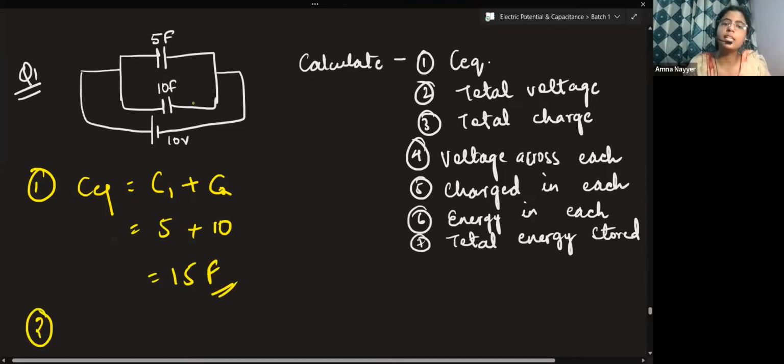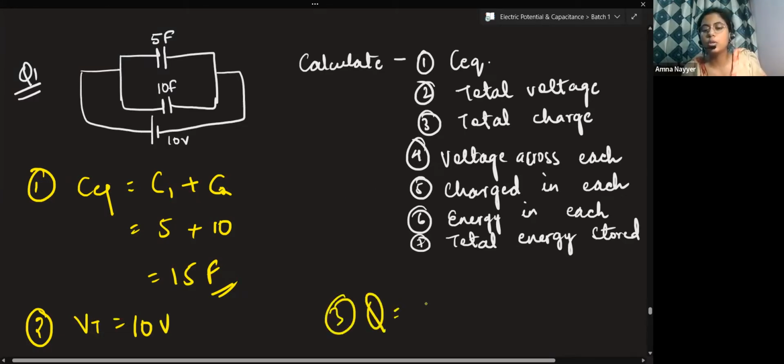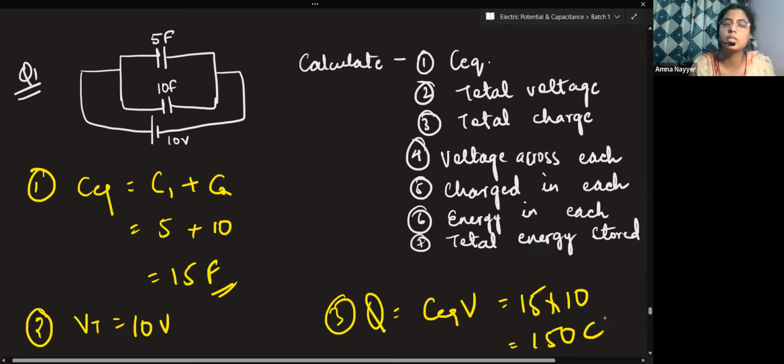Total voltage, like the previous case, will be what? Total voltage will be 10 volt. Now total charge. Total charge is given by what? Total capacitance multiplied by total potential. So total capacitance here is 15, total voltage is 10. So 15 into 10 gives 150 coulombs. This is the total charge.